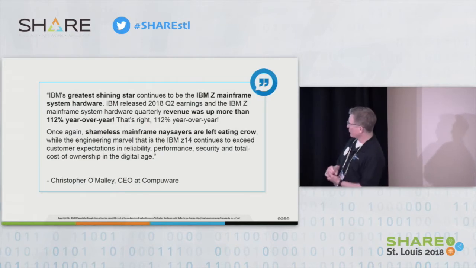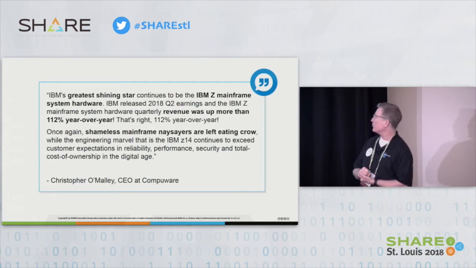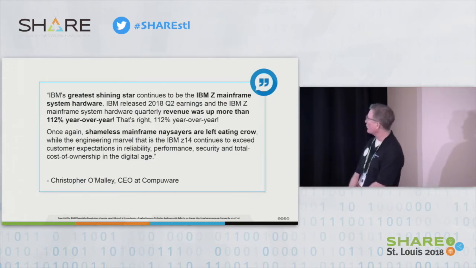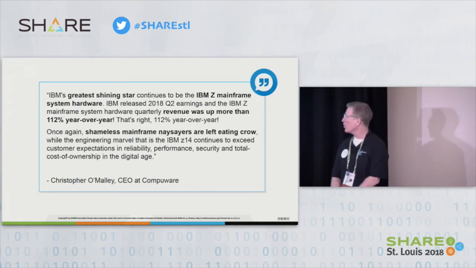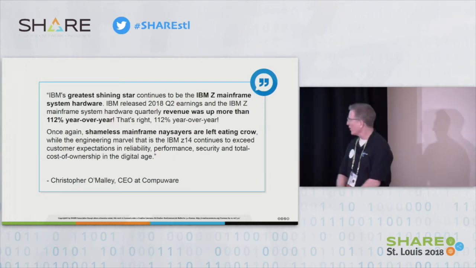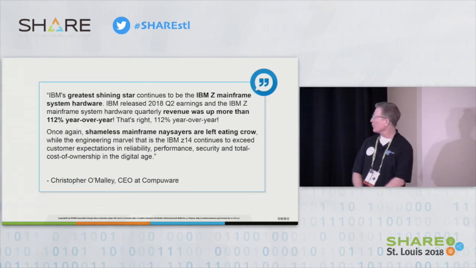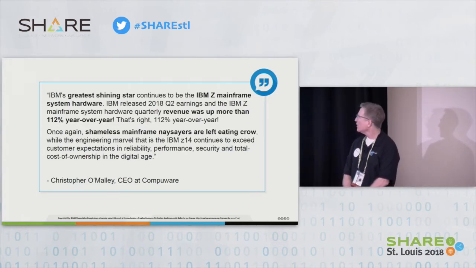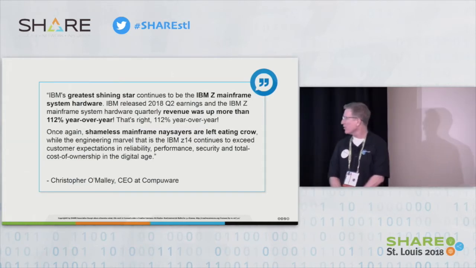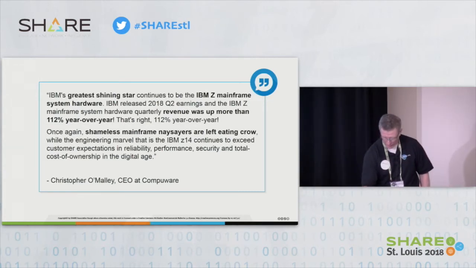His quote is, "IBM's greatest shining star continues to be the IBM Z mainframe system hardware. IBM released 2018 Q2 earnings, and the IBM Z mainframe system hardware quarter revenue was up more than 112% year over year." That's right, 112%. It's like a startup company there. "Once again, shameless mainframe naysayers are left eating crow while the engineering marvel that is IBM Z14 continues to exceed customer expectations in reliability, performance, security, and total cost of ownership in the digital age." So that's an awesome representation of how things are going in the mainframe space.